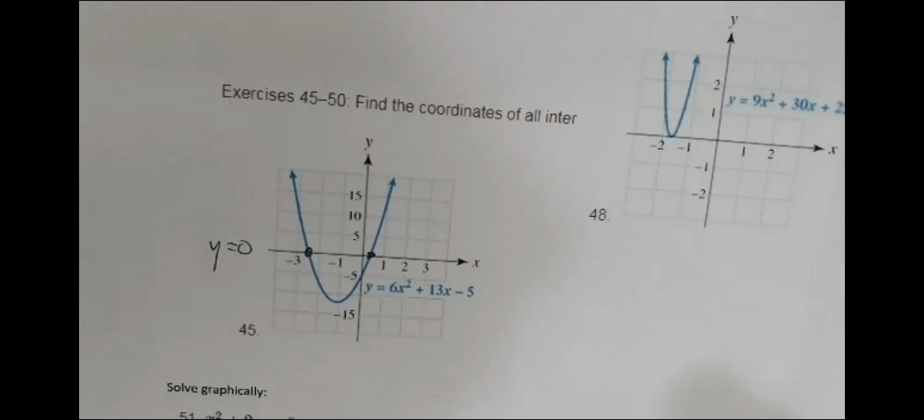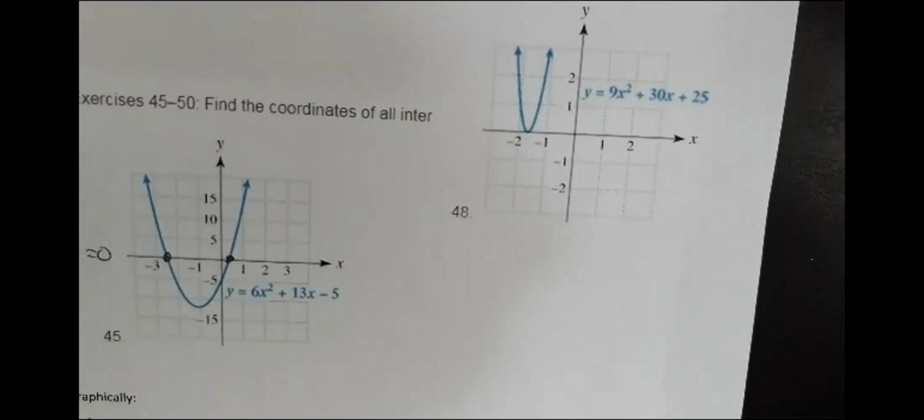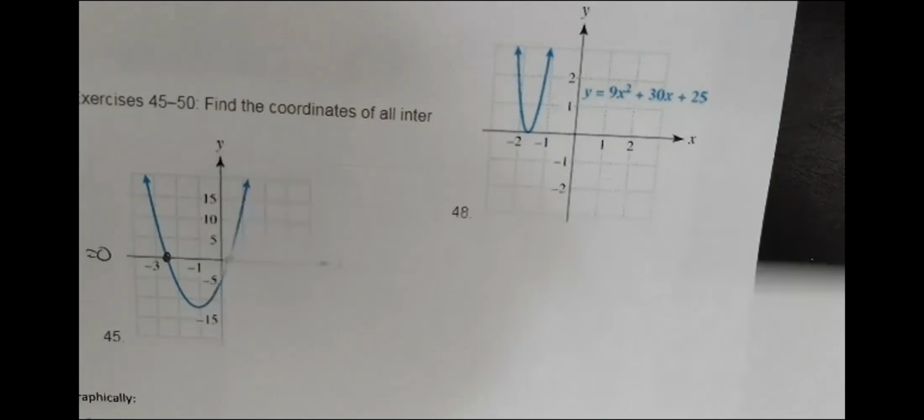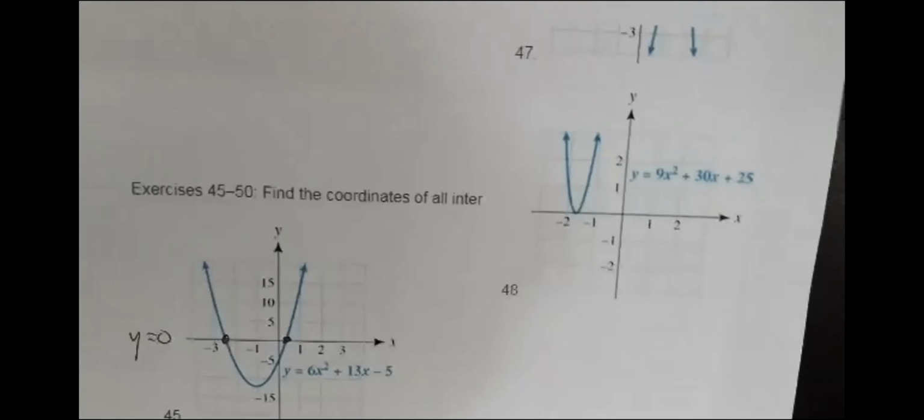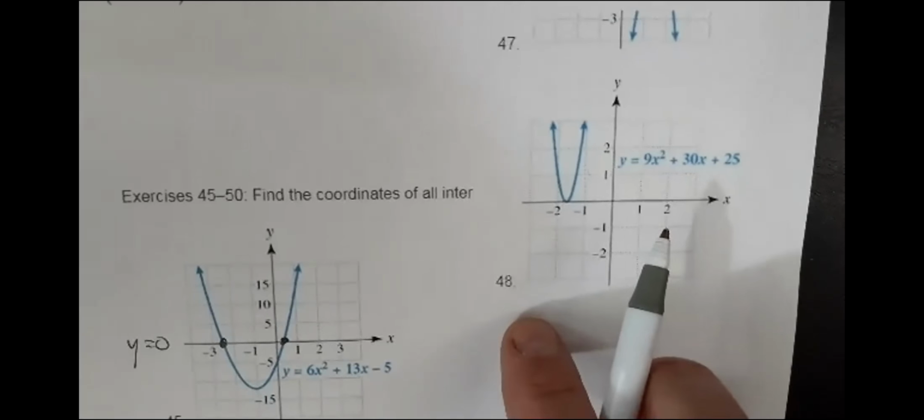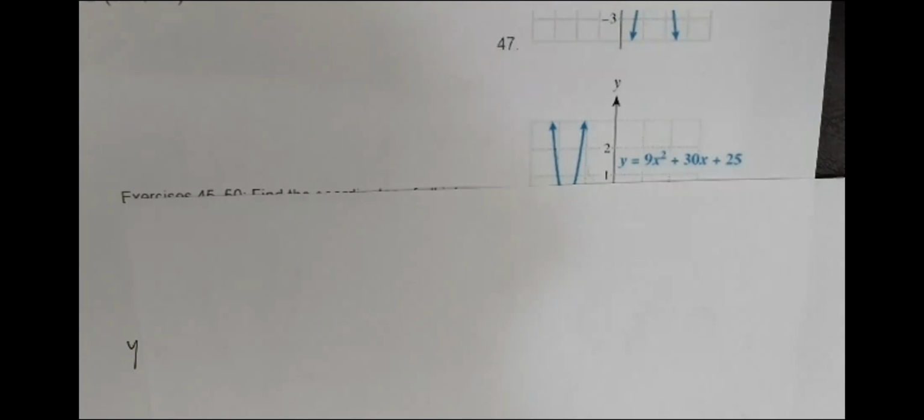Okay. 45, 47 is this one right here. Y equals 9x squared plus 30x plus 25. I think that one's number 48. 47's kind of cut off. Is 47 the one above it? Is that what it is? Yeah, I thought this one was 47, but I could be wrong. I can look it up right quick, I guess.